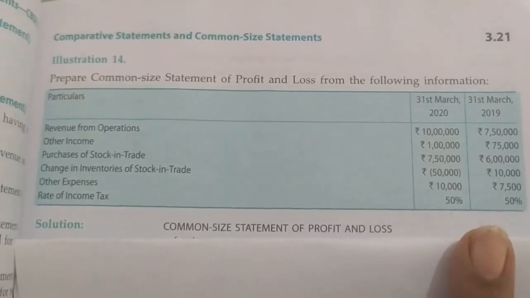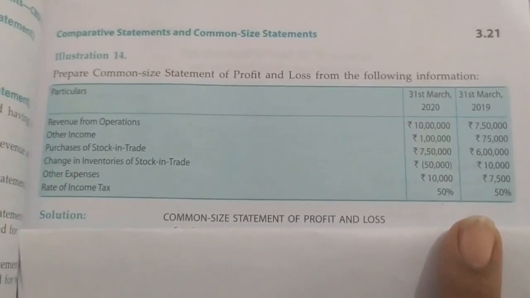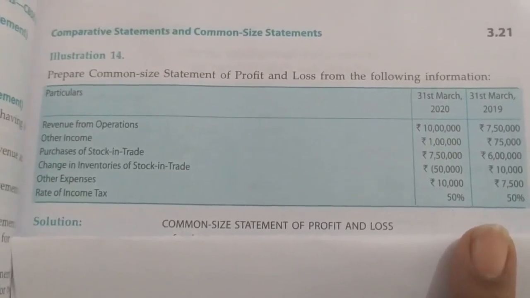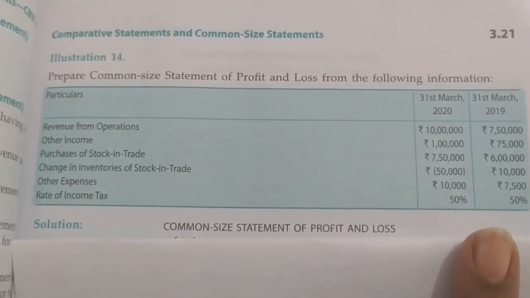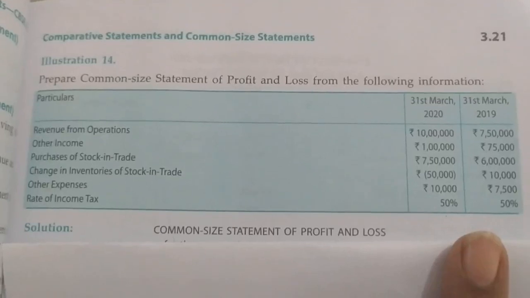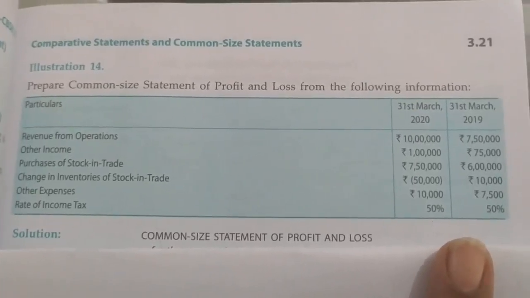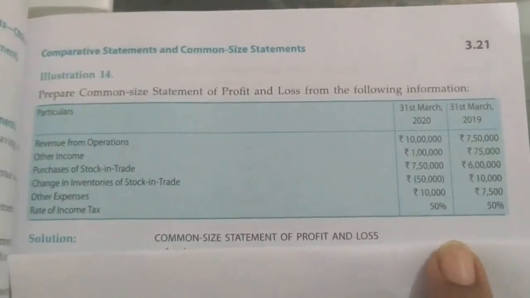And then other income is given: 1 lakh for the current year and 75,000 for the previous year. Then purchase of stock in trade, change in inventories, and other expenses are given. We will take these all together as expenses. Then the rate of income tax is given for both years. Now we will begin to solve this question.